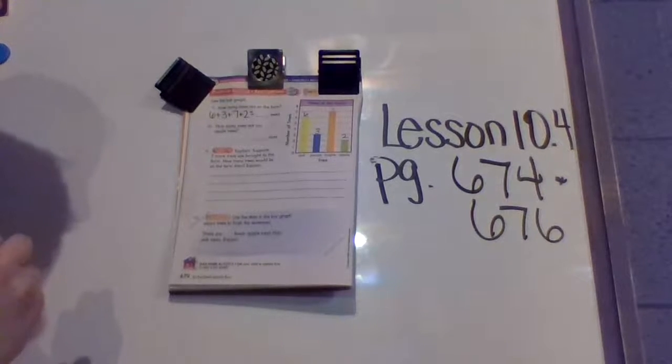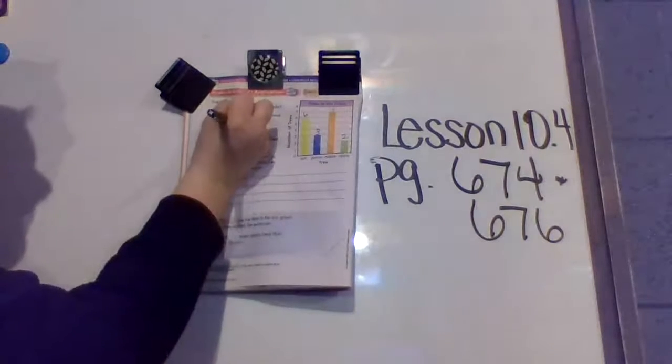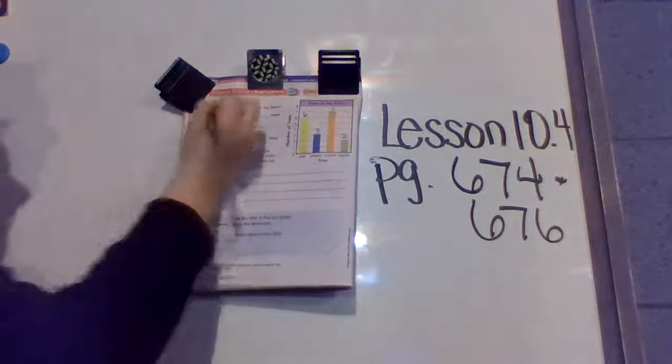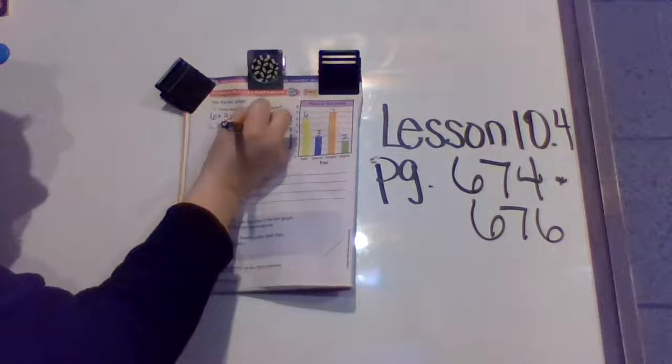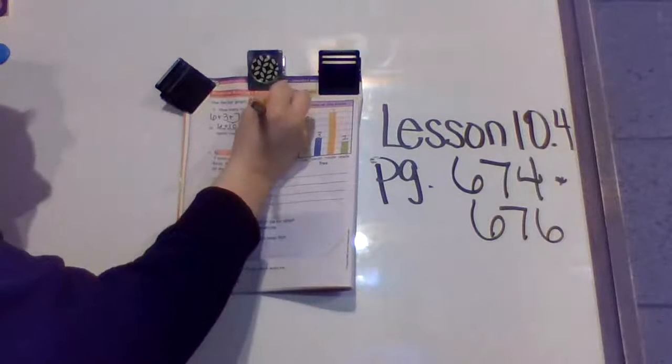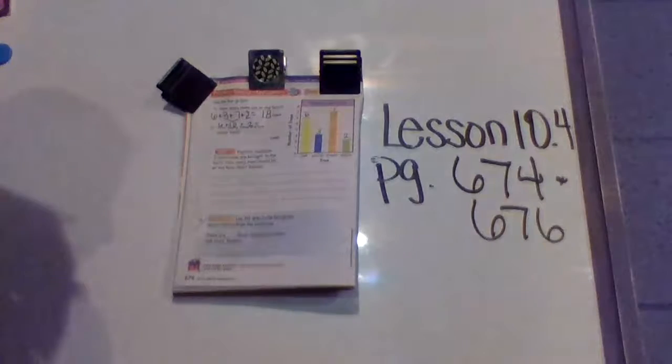Now lucky me, I see another way to group a 10. So 3 plus 7 equals 10. And then I'm going to add 6 plus 10 equals 16, plus another 2 equals 18. So 18 total trees on the farm.